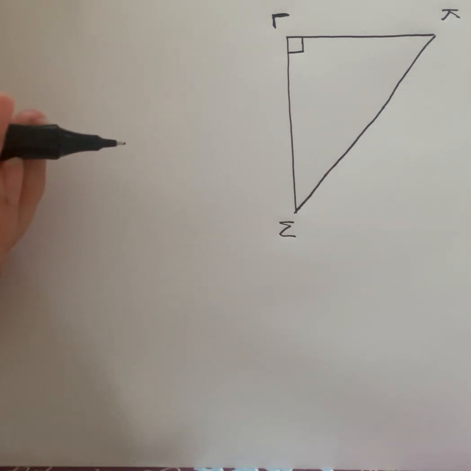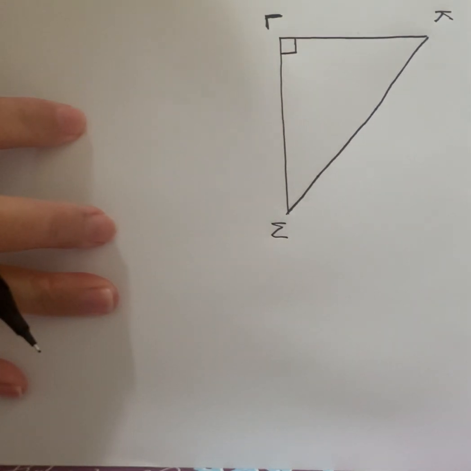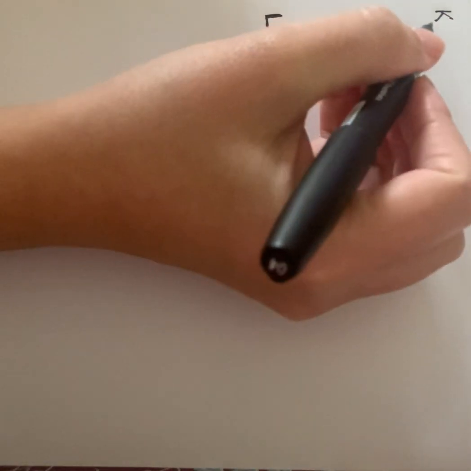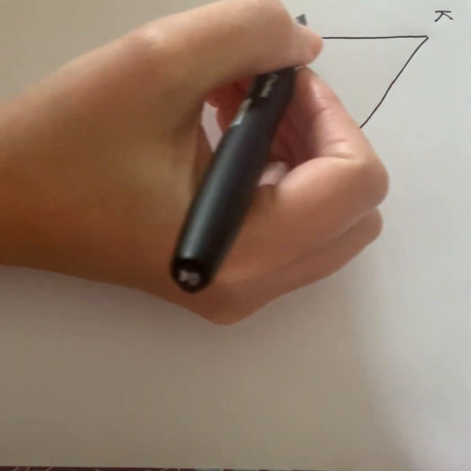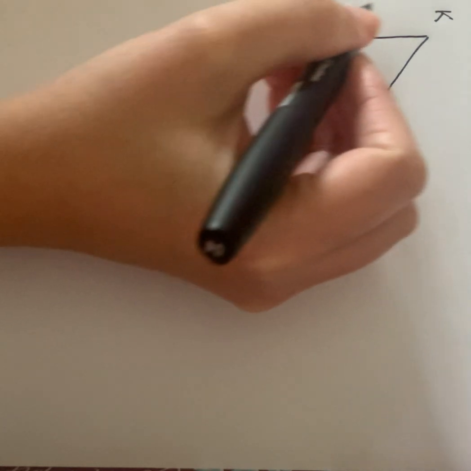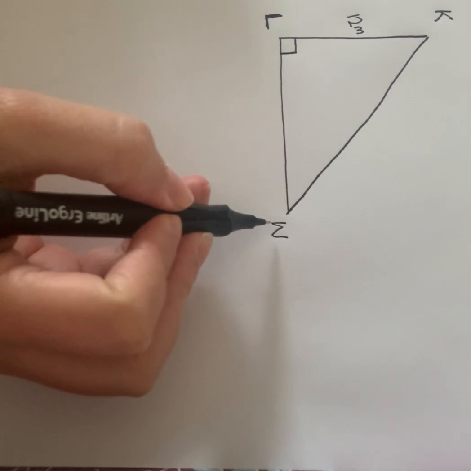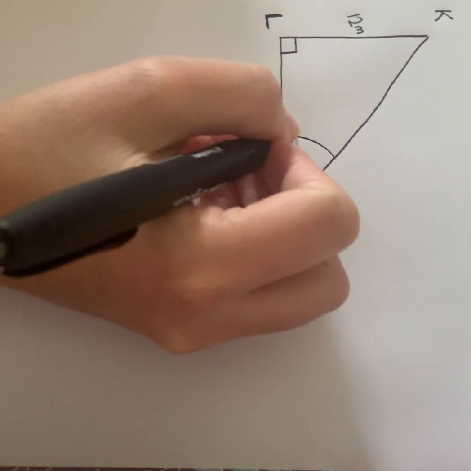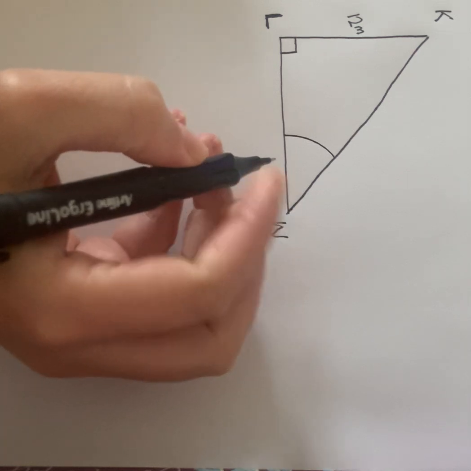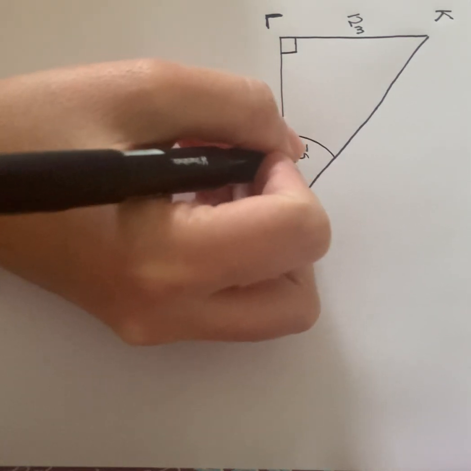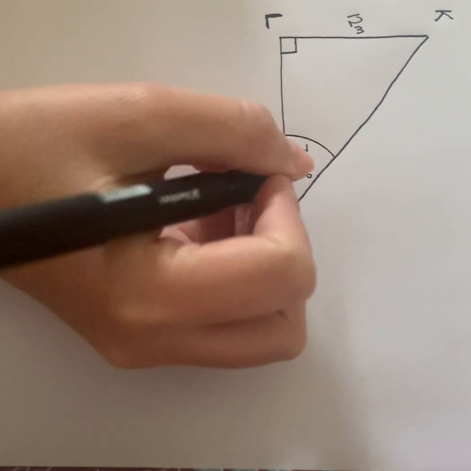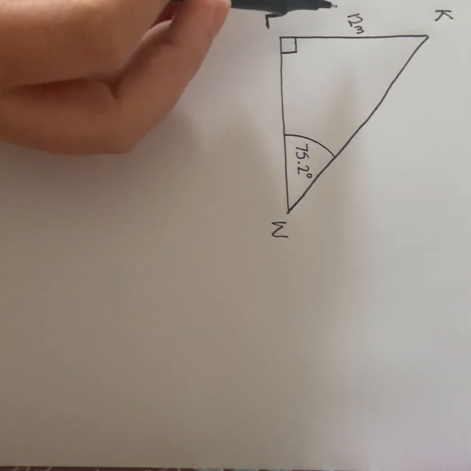And now we know from the question, KL has to equal 12 meters. So KL, that's this side here. Now we need to be careful when we fill in the information. This has to be 12 meters, so we can label this 12 meters. So we know that side. And what else does the question tell us? It also tells us that angle W, that's this angle here, is 75.2 degrees. So this is our given angle, and they've also given us a side.